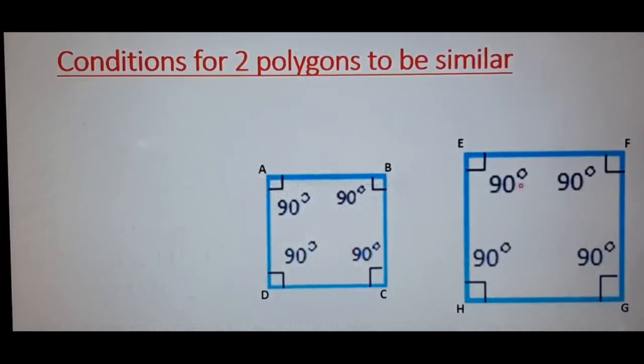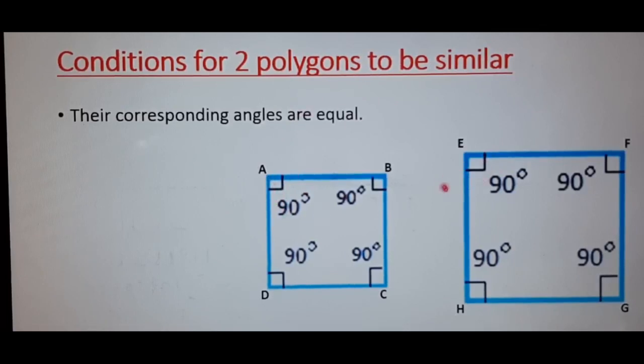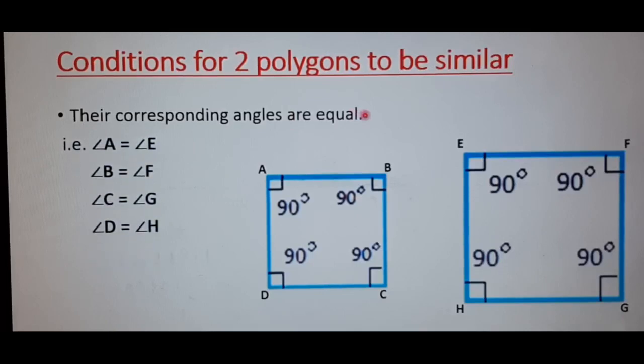I have taken two squares, square ABCD and square EFGH. So in order to be similar, the corresponding angles of both of these squares, they should be equal. Let's understand what's the meaning of corresponding. If I say angle A, so corresponding to angle A is angle E. So angle A should be equal to angle E. And angle B should be equal to angle F. Angle C should be equal to angle G. Angle D should be equal to angle H. So all the corresponding angles, they should be equal. This is the first condition for two polygons to be similar.